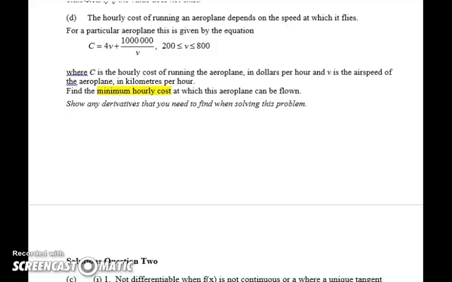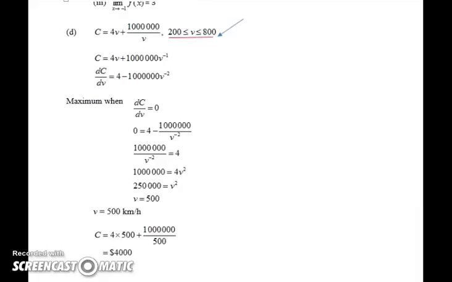Minimum hourly cost means I need to differentiate my equation c equals and put that gradient equal to 0. Now, to differentiate c equals 4v plus 1 million over v, don't try to differentiate that domain given on the right hand side there, underlined in red. That's just giving you the range of values that we can use for v. It's not part of the function you're going to differentiate.